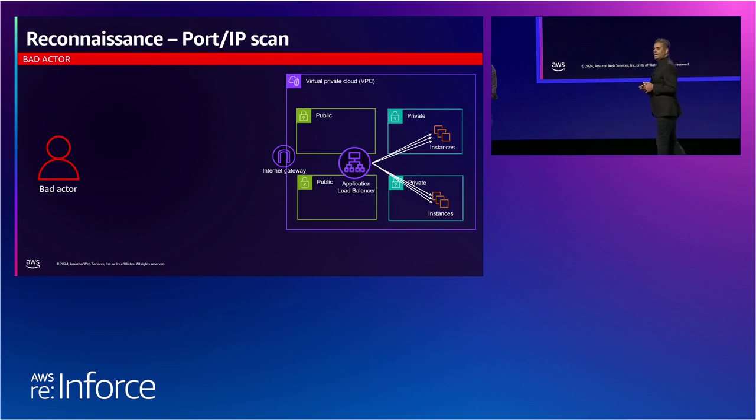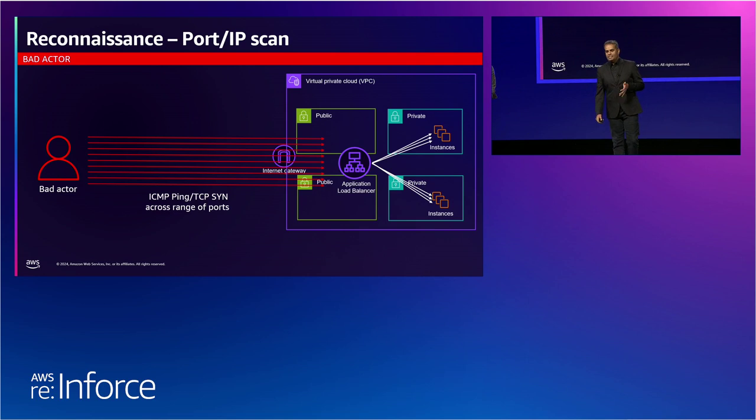In order to do that, I will have to do things like a ping sweep or a port scan, an ICMP ping or TCP SYNs that I will send, and then that will gather information on what services are running, what ports are open, and how these services map to the applications that I'm targeting.